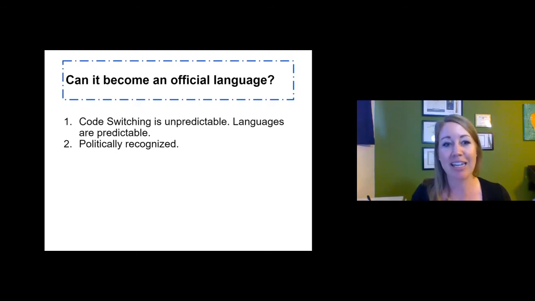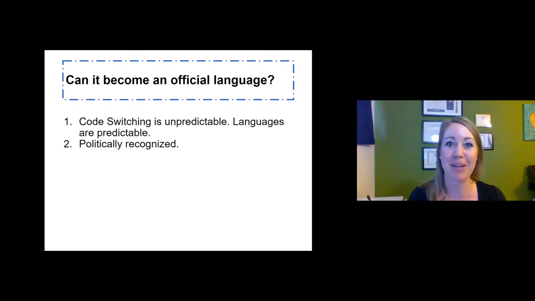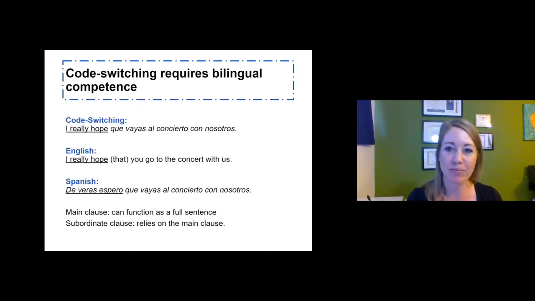So you would basically need all the Spanglish speakers to stand up in unison and say, we are a language, here is our rule book, here's our structure, and someone needs to run for an office and implement it, basically. So it's a little more complicated to make it an official language, but those are some of the reasons it's not recognized as a language.